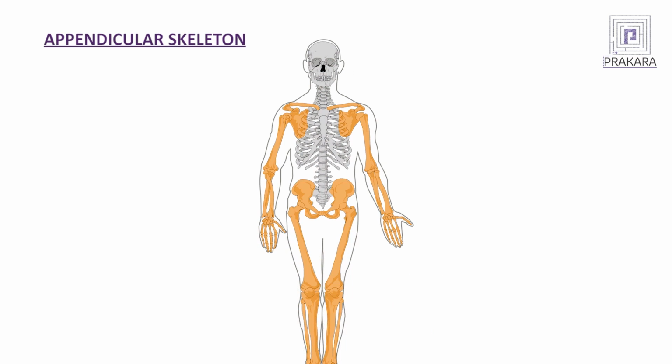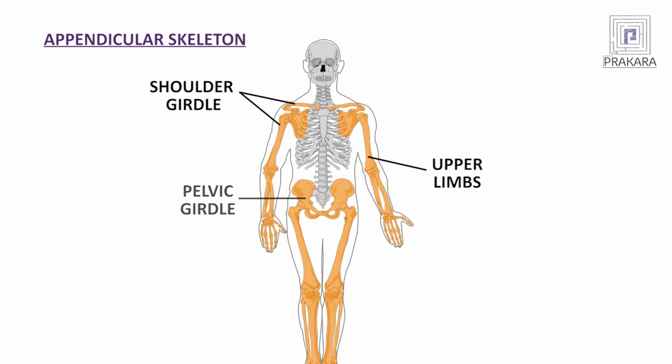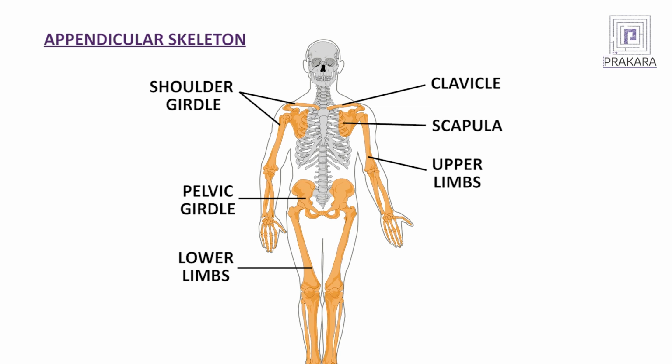Now that we've finished talking about the axial skeleton, let's move on to the appendicular skeleton. The appendicular skeleton consists of the shoulder girdle and the upper limbs, and the pelvic girdle and the lower limbs. Each shoulder girdle consists of a clavicle or the collarbone and the scapula or the wing bone.